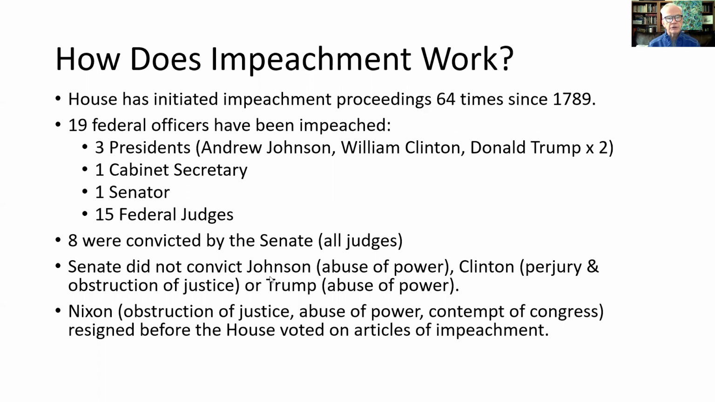19 federal officials have actually been impeached. So most of these 64 impeachment proceedings did not lead to actual impeachment. There was an investigation, and the committee recommended against impeachment, or the House voted against it. It didn't get its majority. Of those 19 federal officials, three of them have been presidents, 1 a cabinet secretary, 1 a senator, and 15 federal judges. 8 were convicted by the Senate. So out of those 19 people who have been impeached, only 8 were actually convicted.